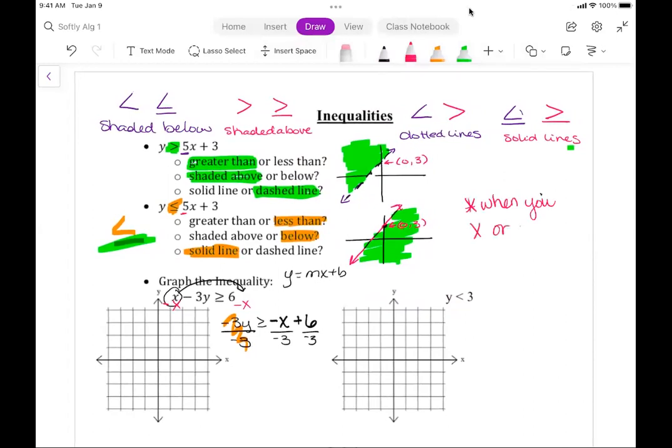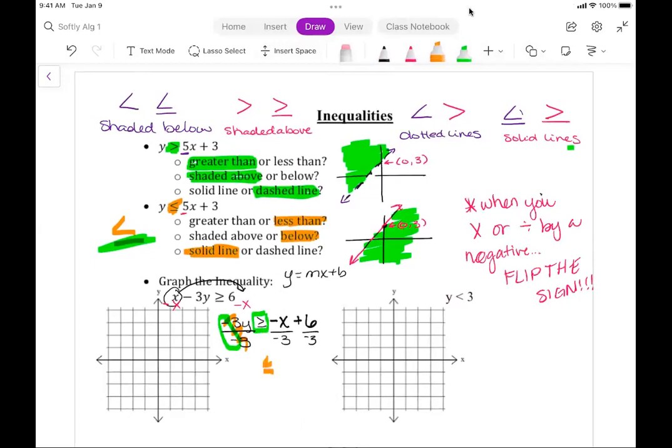When you multiply or divide by a negative, flip the sign. Very important. So if I'm looking at this right here, I have a negative that I'm dividing by. That means I need to take this symbol and flip it the other way.